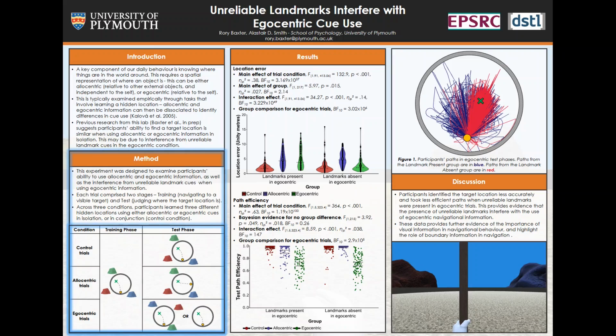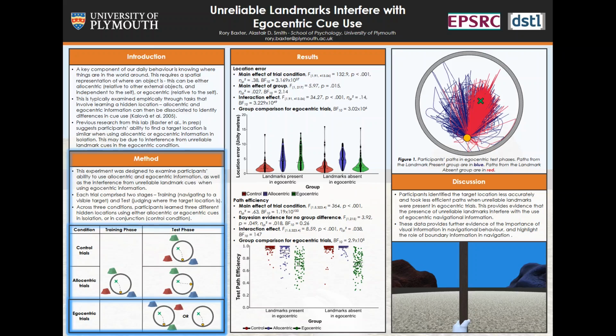In a desktop VR task, participants learned a target location across 3 conditions that dissociated the reliability of allocentric cues, that is landmarks, and egocentric cues, that is the distance and direction to the target location from the starting position. In the control condition, both allocentric and egocentric cues could be used in conjunction to learn the target location. In the allocentric condition, only the landmarks could be used to learn the target location. In the egocentric condition, only the egocentric cues were reliable.